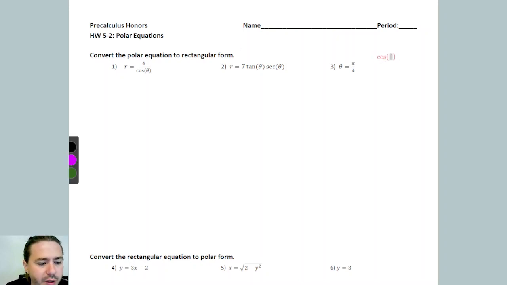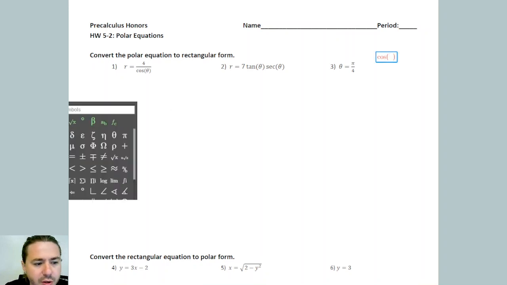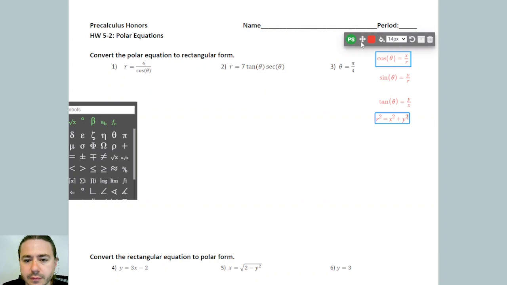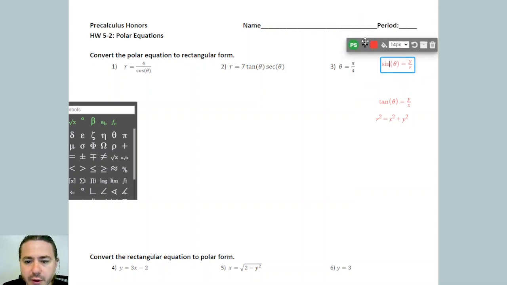So the first one will be relating theta with x and r. So let me go ahead and throw that in here. So cosine of theta will be x over r. Similarly, sine of theta will be y over r. Tangent of theta will be y over x. Finally, r squared will be x squared plus y squared. So these are pretty much all the equations we're going to use here. Just kind of get these out of the way.